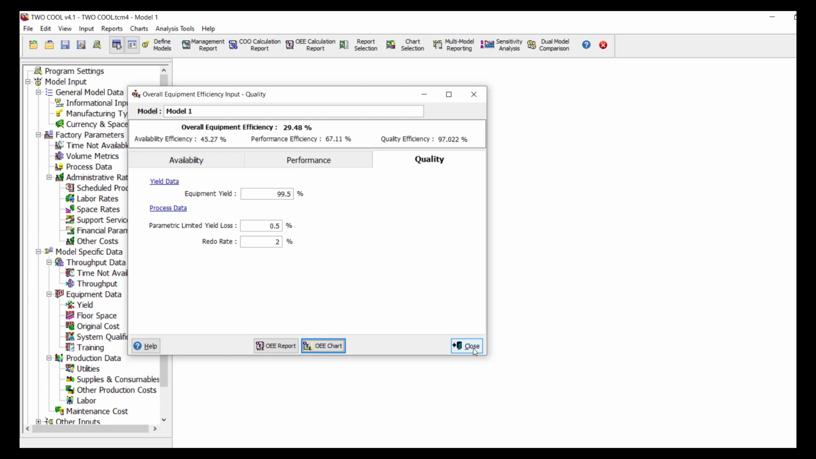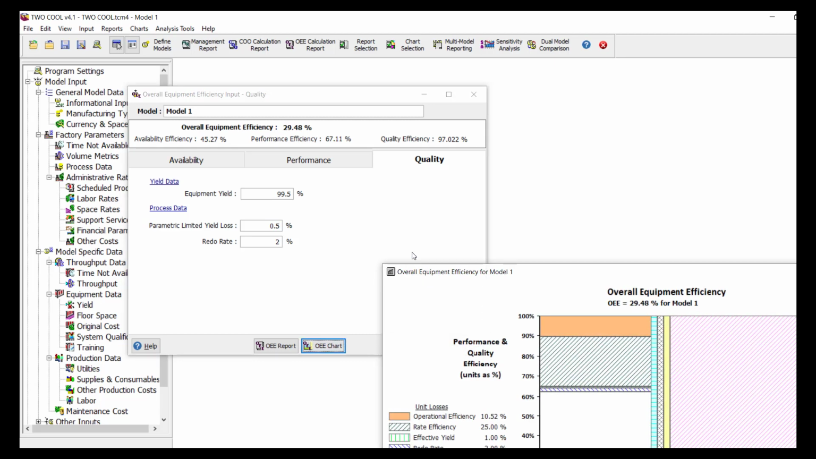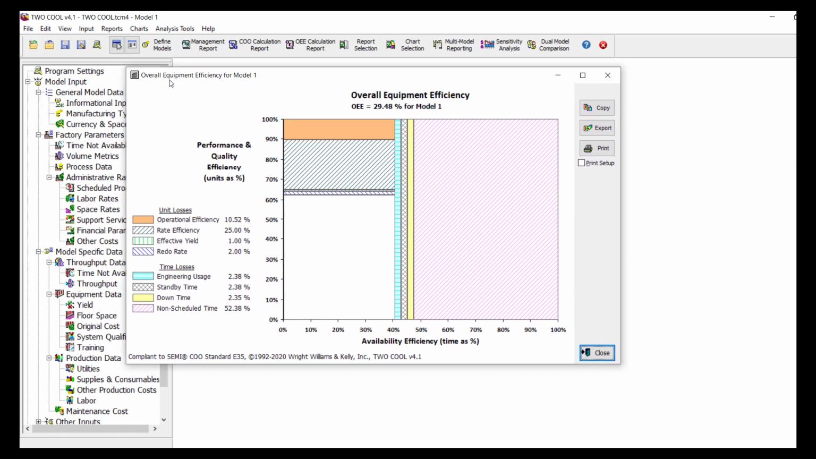One last point. 2 additional buttons are at the bottom of the form to allow direct access to the overall equipment efficiency report and chart. The chart can provide a good starting point to identify large areas of losses. As you can see in the chart, the largest block is non-scheduled time, followed by rate efficiency, which is really throughput.